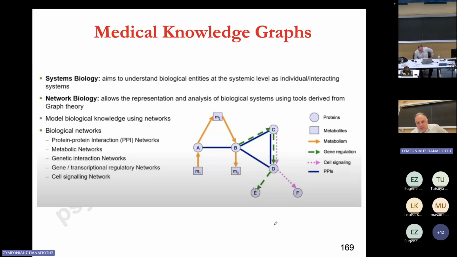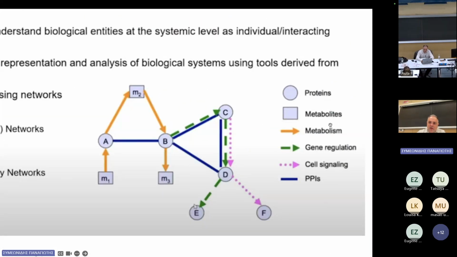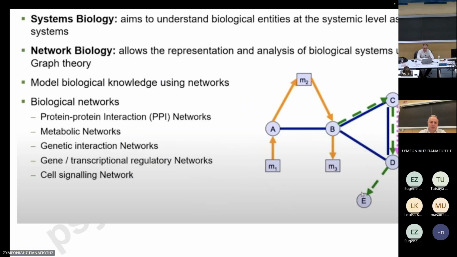And as you can see here, in these medical knowledge graphs, you can have proteins, you can have different types of edges: gene regulation, signaling, how one cell communicates with another. All this stuff is a huge amount of information inserted in protein-protein interaction networks, metabolic networks, genetic interaction networks, gene regulatory networks, cell signal networks.